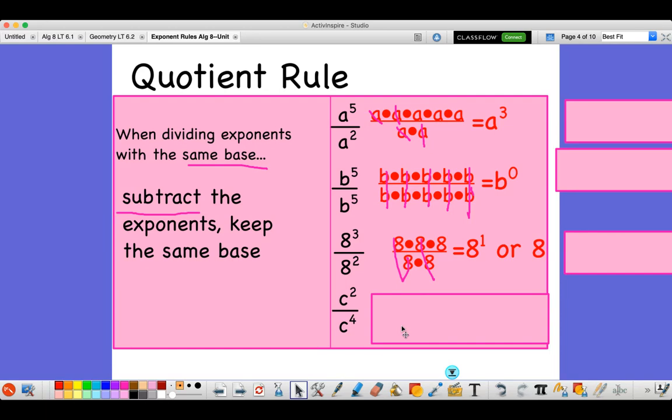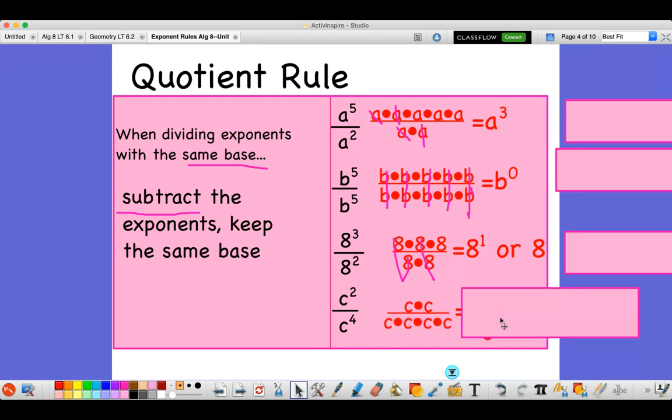Now let's look at this one. We have 2 c's on top and 4 c's on the bottom. So we're going to have 2 c's in our numerator, 4 c's in the denominator. And when we start reducing them, marking them from top to bottom, we end up with no c's left in the top. That means a 1 in the numerator, but we still have c squared in the denominator. So our answer would be 1 over c squared.